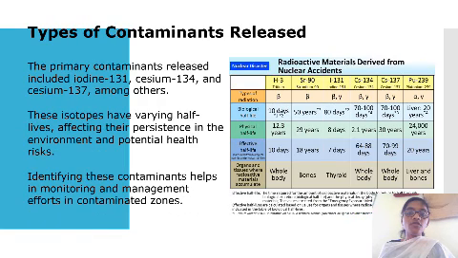Next, types of contaminants released. The primary contaminants released included iodine-131, cesium-134, and cesium-137, among others. These isotopes have varying half-lives, affecting their persistence in the environment and potential health risks. Identifying these contaminants helps in monitoring and management efforts in contaminated zones.